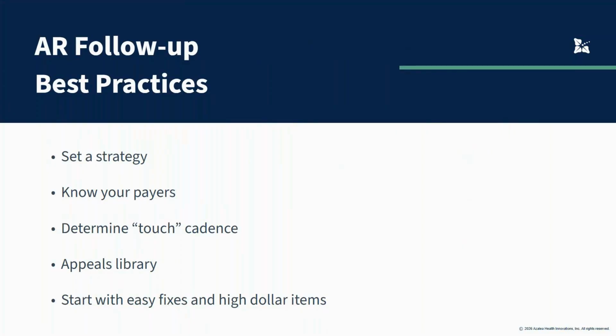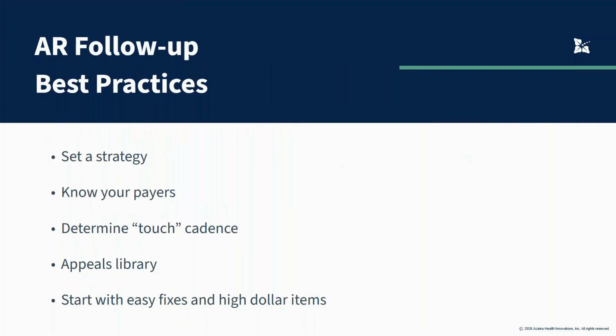So know who your payers are and what the timely filing is. That will tell you how quickly you need to start touching these AR items, and how long to wait. Do I wait 30 days? Do I wait 45 days? Or if I know Medicare takes 2 weeks on average to process a claim, should I wait until maybe that 15th day and then start following up?